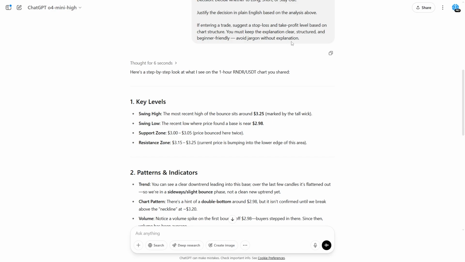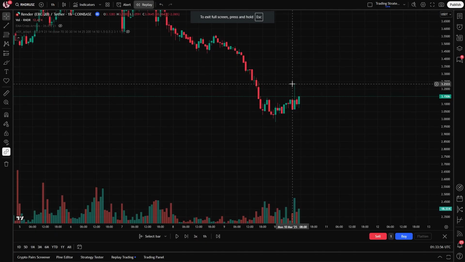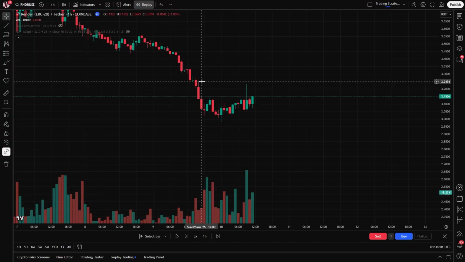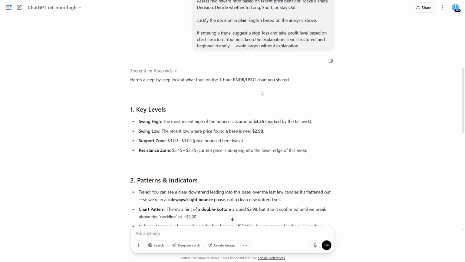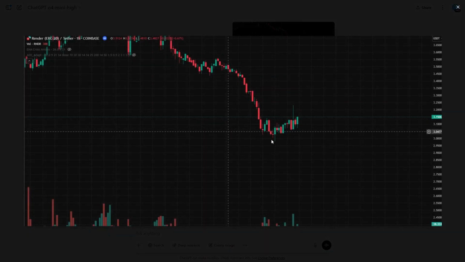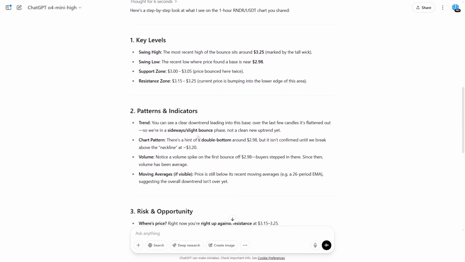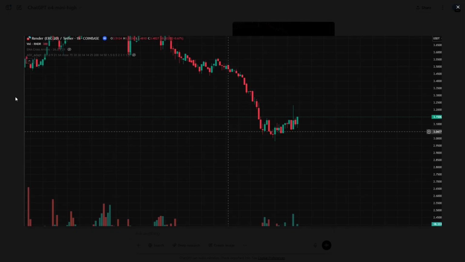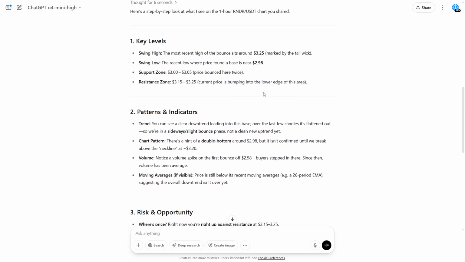So it tells us that the swing high is at 325, the bar's top wick, which is kind of accurate. 325 here is, I guess you could say, the swing high, there's kind of support there. And then it gives us the support low, which is at 298. I think that is currently correct. It is kind of correct, yeah. I do want to see it actually saying a bear flag, but it does say that there's a hint of a double bottom around 298. I think this one is pretty obvious for me, but maybe not for ChatGPT.